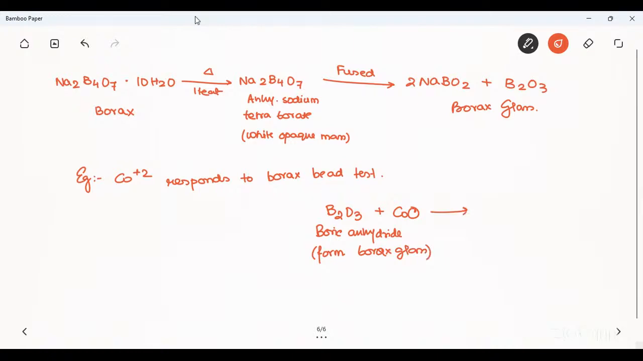Ultimately, this is the cobalt oxide, so this forms Co(BO2)2. This is the cobalt metaborate. So this is the example of the borax bead test. The borax bead test is very important and has come in your exam a lot of times. This is one of the major methods of the borax bead test.